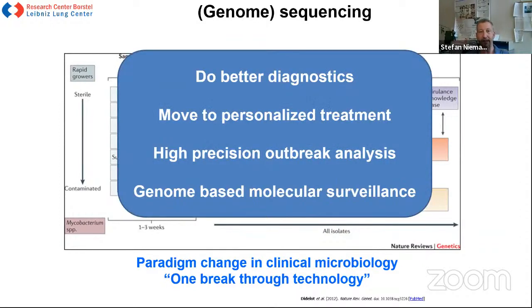So in TB, particularly, we would, of course, like to do better diagnostics. We want to move to personalized treatment regimens early on and link that to high precision outbreak analysis in genome-based molecular surveillance. And that was already the topic last week.